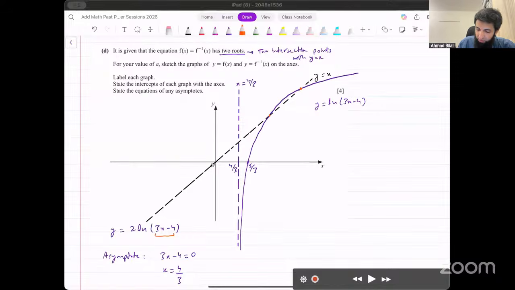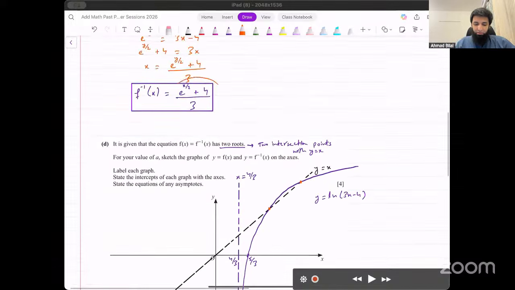Now, what about the exponential graph? There are two ways of sketching the exponential graph. You could think of it from this exponential function. What's the asymptote of this graph? You break it down into two parts, 1 over 3 into e raised to power x over 2 plus 4 over 3. This number that's being added outside, that's the asymptote of this graph.